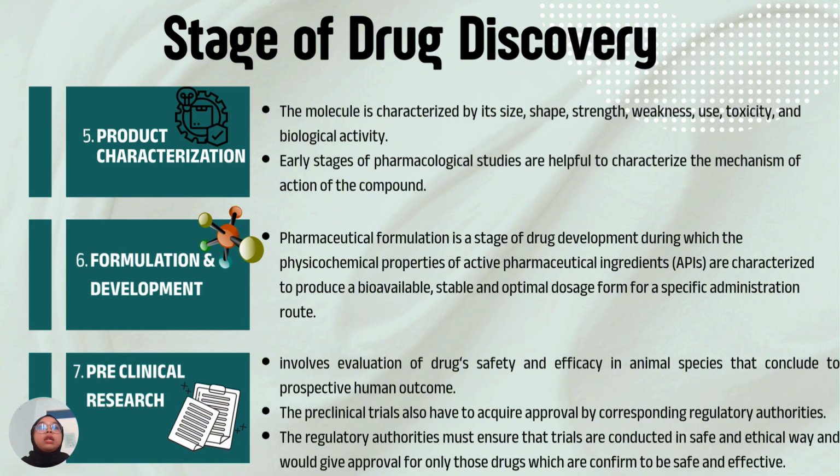For the 7th point, which is preclinical research, the tests are done in animals to evaluate toxicity and drug behavior in the body. If it is successful, the drug moves into clinical trials, which are conducted in 3 main phases involving human volunteers to test safety, effectiveness, and also the side effects.